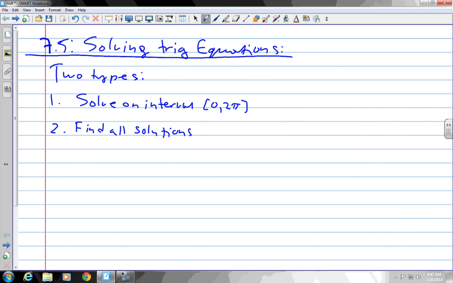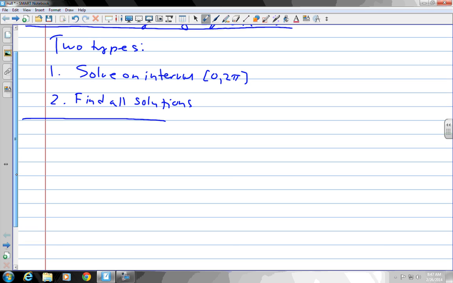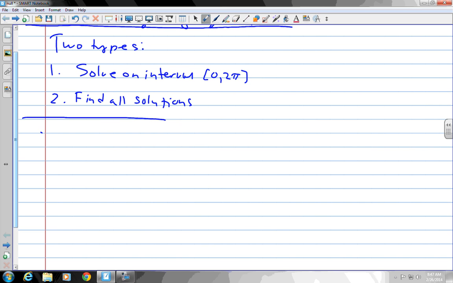So we've done that. From 0 to 2 pi, usually use a unit circle or whatever. Find all solutions, that's when you introduce the period of the function. And we spent some time on that already, so let's review this. You might have even done a homework on this. So a few examples.